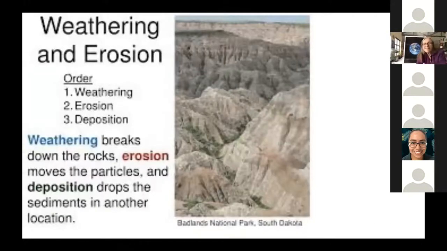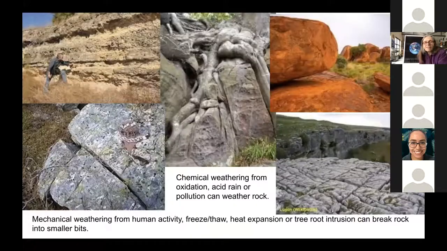And you've probably studied this before, I know you have. So weathering is just breaking rock into smaller bits. Erosion is moving the little bits, and deposition is dropping them. Okay, so breaking them, moving them, and dropping them, or depositing them. So there are two kinds of weathering, mechanical or physical weathering, and chemical weathering. And both occur all around us.